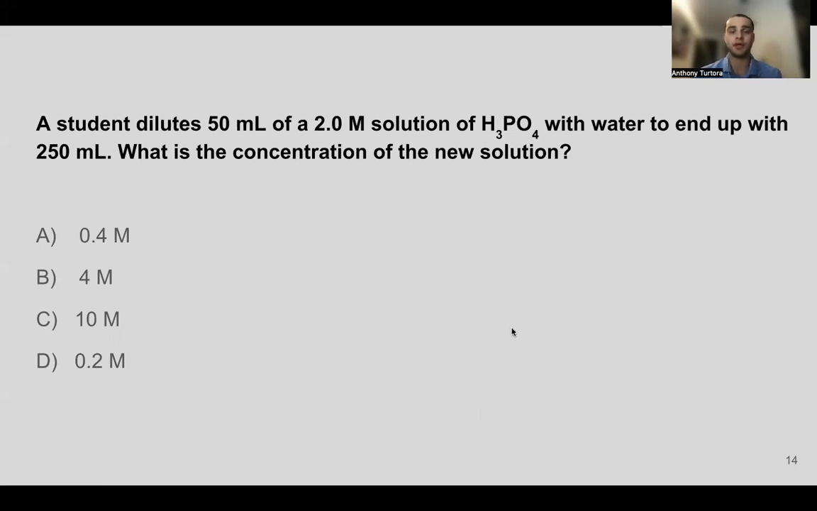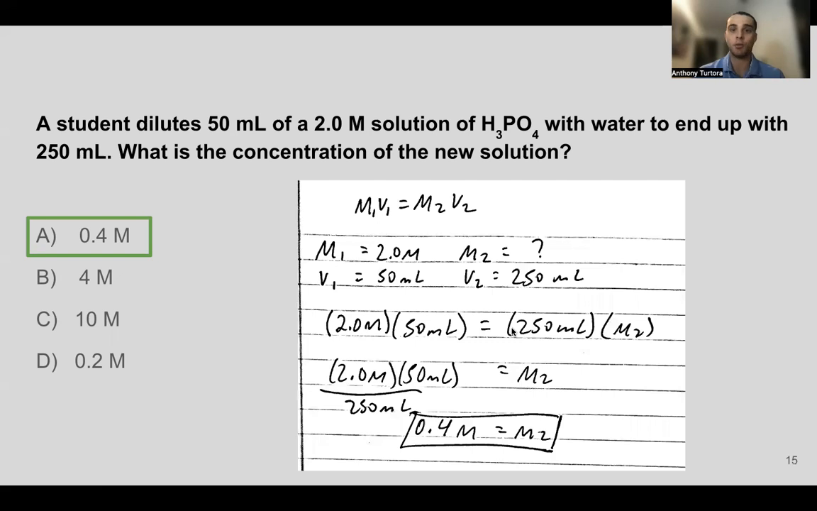50 milliliters of a 2 molar solution of H3PO4 with water to end up with 250 milliliters. What is the concentration of the new solution here? So first we have to think of what the equation is that relates our molarity and our volume. So we have the equation here as M1V1 equals M2V2. And this is the work that I showed for this.